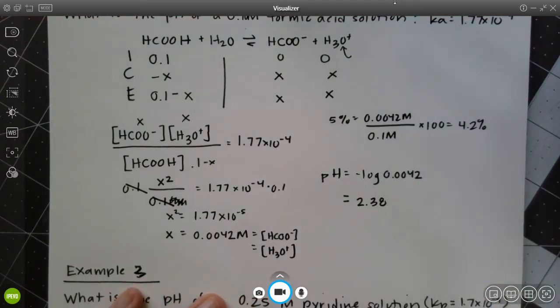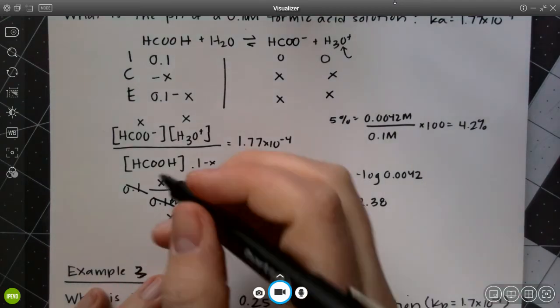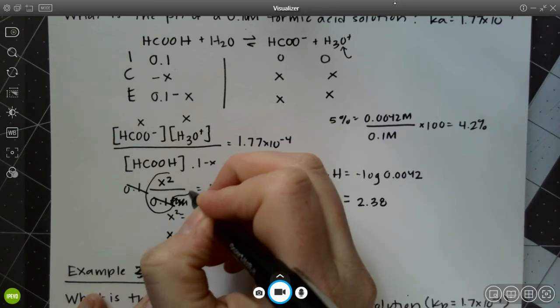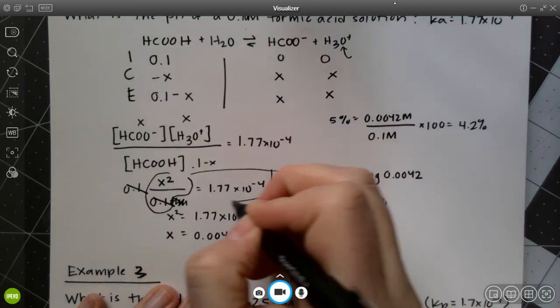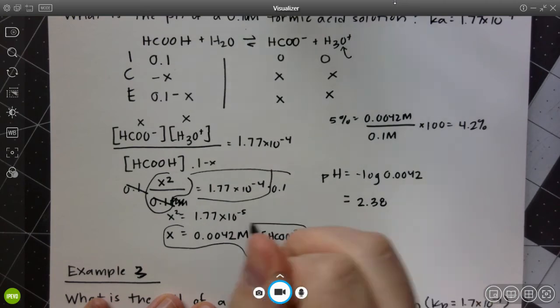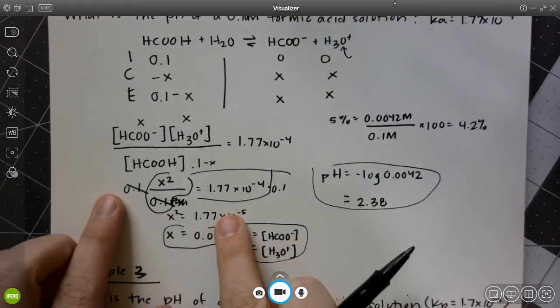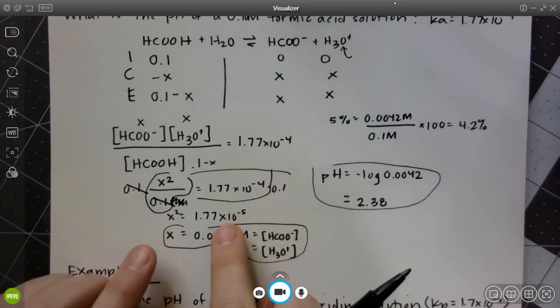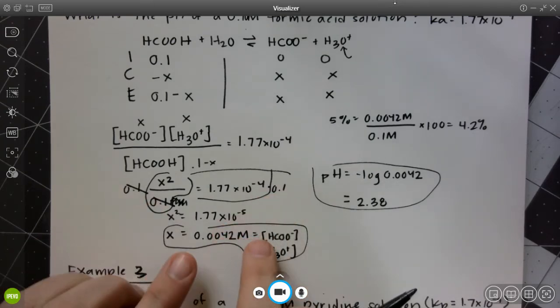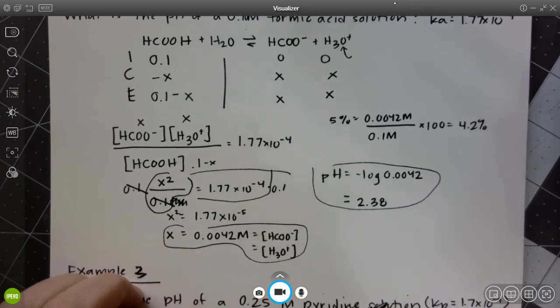Now, as far as work that you are absolutely, in my mind, required to show would be the setup here with X squared equaling your K value, giving me your X value, and then finding the pH. So you don't need to show me all of this math. I think that's fine. If you can just go from the setup here to your X value and then to your pH, you should be good to go.